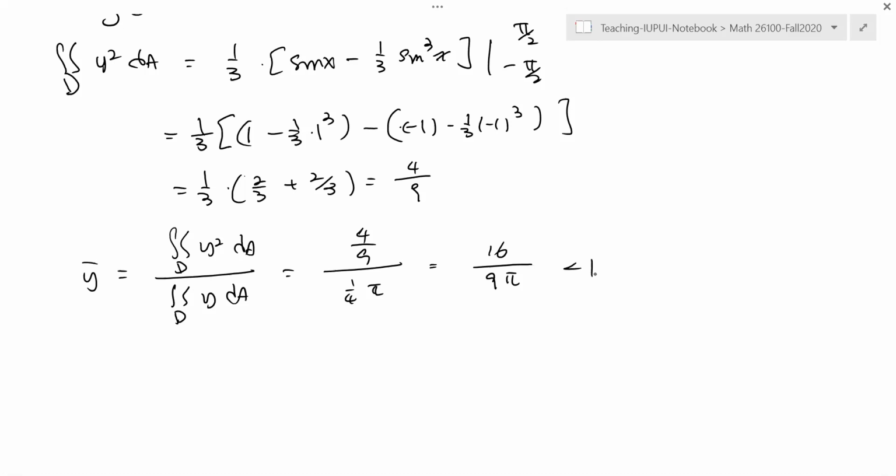Then we stop here. You don't need to waste time to get x bar. x bar is 0. Okay, x bar is 0. Why is x bar 0? By the symmetry.